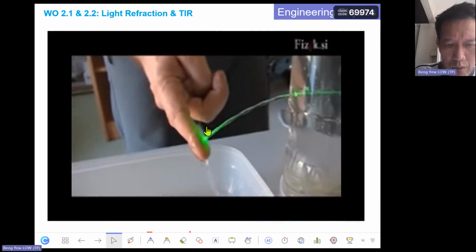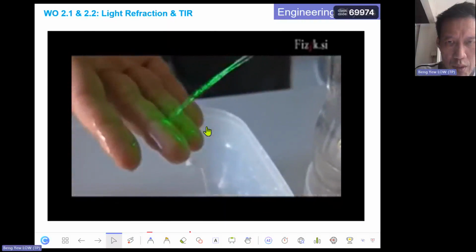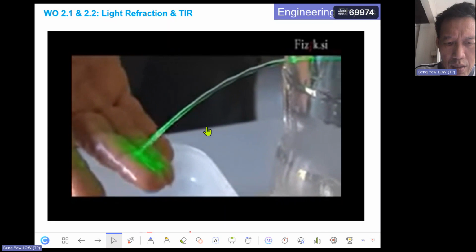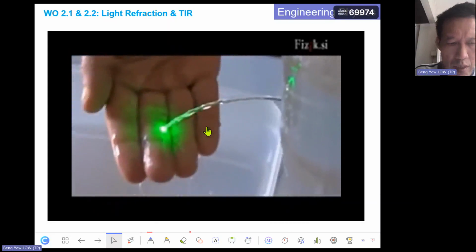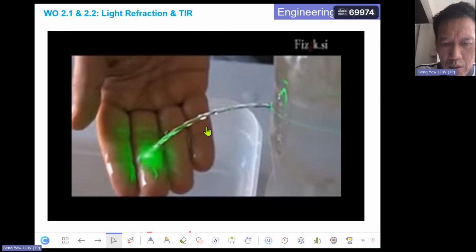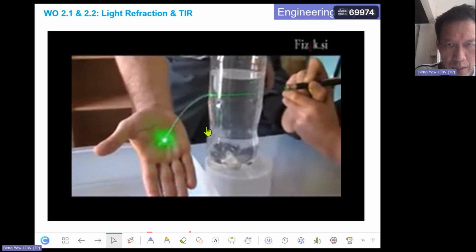Let's take a look at this video. Did you observe something strange? Isn't light supposed to travel in straight lines? Why is it that the laser light appears at the end of the water flow? If the laser light appears at the end of the water flow, does it mean that it is traveling along the water flow? Is light being bent?